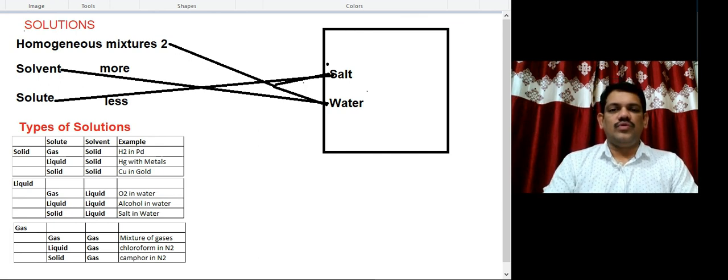In my next video I will explain the different concentration terms available to find out the solute weight or solvent weight. We can also find out the concentrations of the solute and solvent present in the solution. So this information we are going to learn.